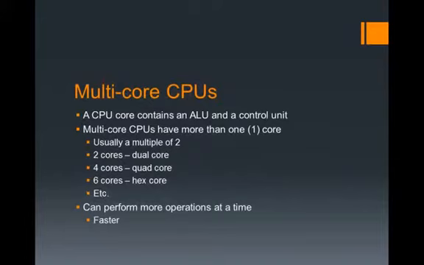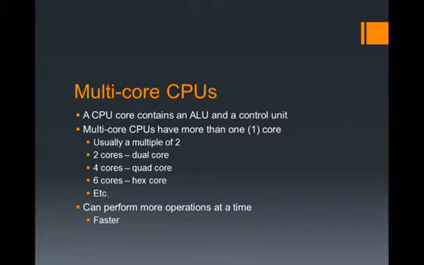Now, this is where it gets a little bit complicated. Earlier I said sometimes the processor can be in more than one step at any time. That's where multi-core CPUs come in. A CPU core contains both an ALU and a control unit. Since you have more cores in the CPU, which multi-core usually means there's more than one, you can have 2 cores for dual core, 4 cores for quad core, 6 cores for hex core. It's usually a multiple of 2.